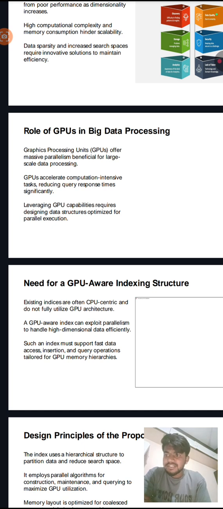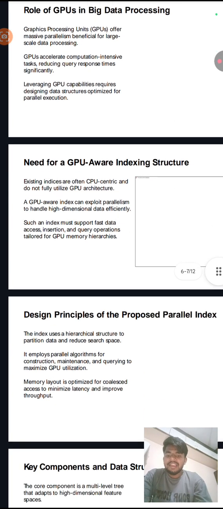Tree based indexes and GPU variants. GPU R-tree is an adapted R-tree with a flattened tree layout and optimized traversal for GPU. cuML from RAPIDS offers GPU accelerated KD trees and ball trees for lower dimensional data. Grid or hash based indexes: LSH, locality sensitive hashing, maps high dimensional vectors to hash buckets and can be run on GPU. Grid quantization divides the high dimensional space into discrete grid cells.